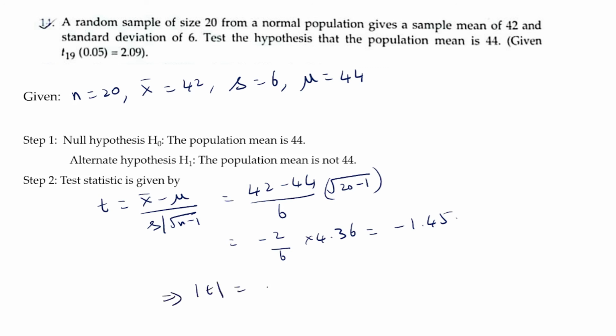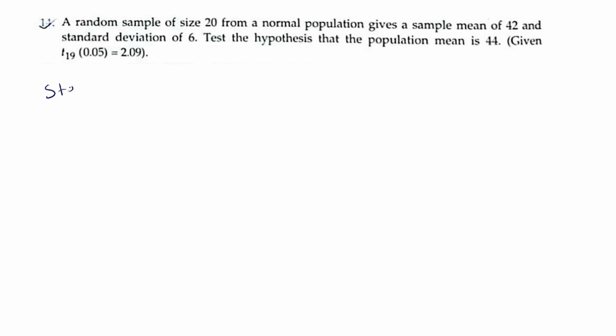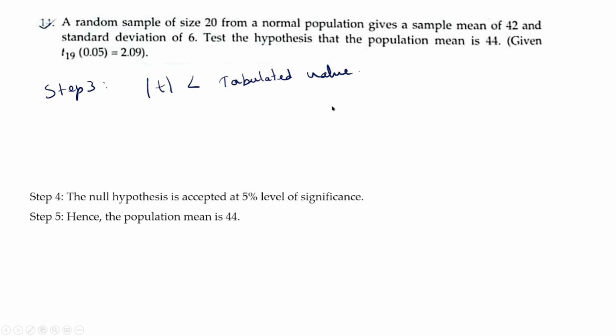So from this we have mod t is equal to 1.45. Here we can see that the calculated value of t is less than the table value 2.09. 1.45 is less than 2.09. It means we can accept H0. Therefore, the population mean is 44. So the next step, mod t less than tabulated value. So the null hypothesis is accepted at 5% level of significance. Hence, the population mean is 44.